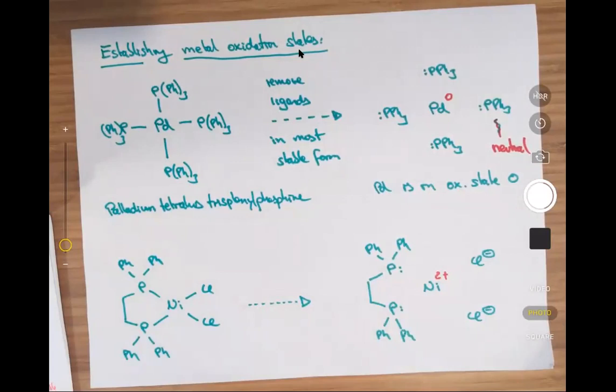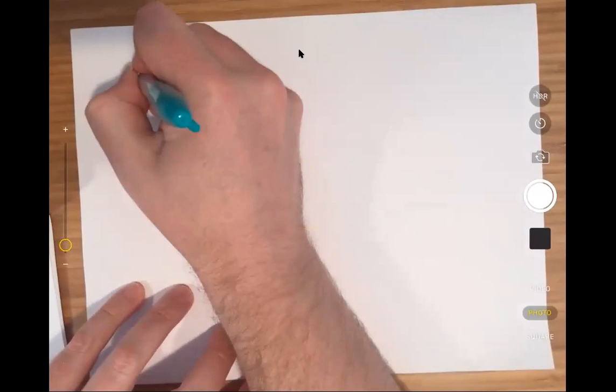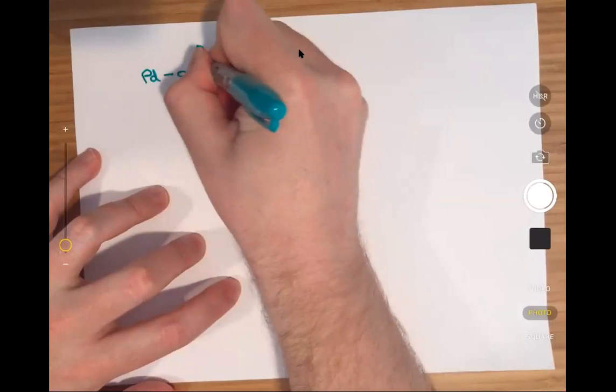Now we can go through a couple more of these examples just to kind of drive this idea home. So maybe we can look at another palladium complex. So if you have, for example, the bisacetate complex, let's do something like this.